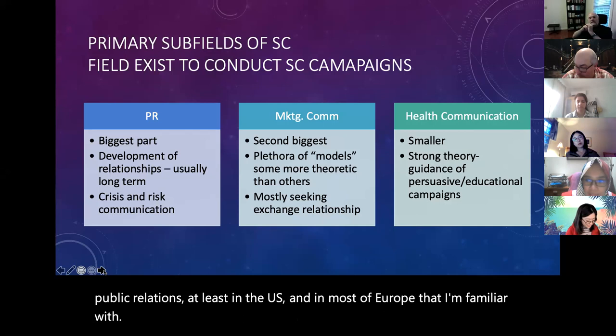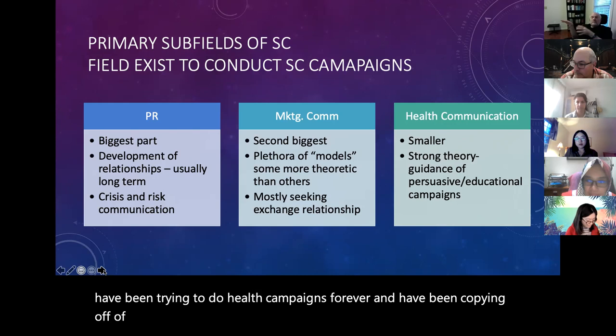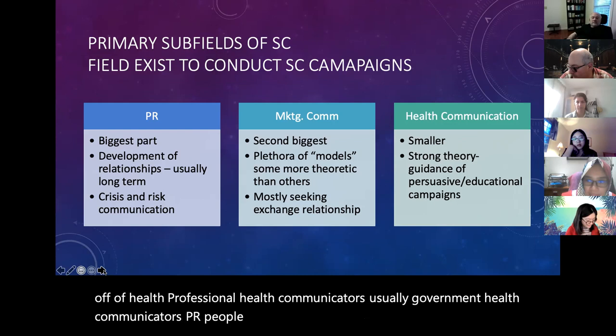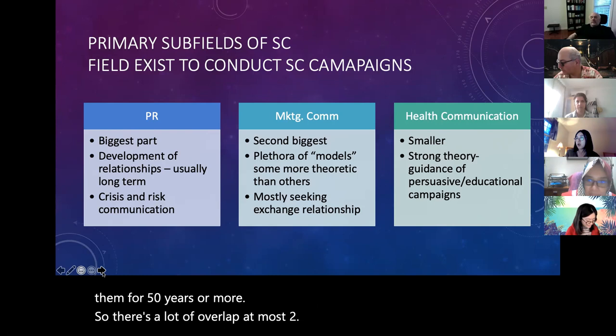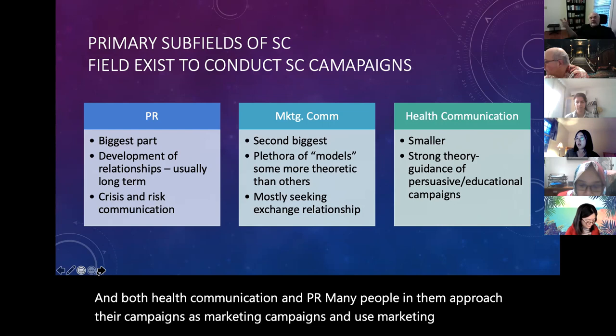But there's a lot of overlap. The other way to look at it is PR people have been trying to do health campaigns forever and have been copying off of health professional health communicators, usually government health communicators. PR people have been copying off of them for 50 years or more. So there's a lot of overlap in those two. And both health communication and PR, many people in them approach their campaigns as marketing campaigns and use marketing communication terminology in carrying out their health campaigns.